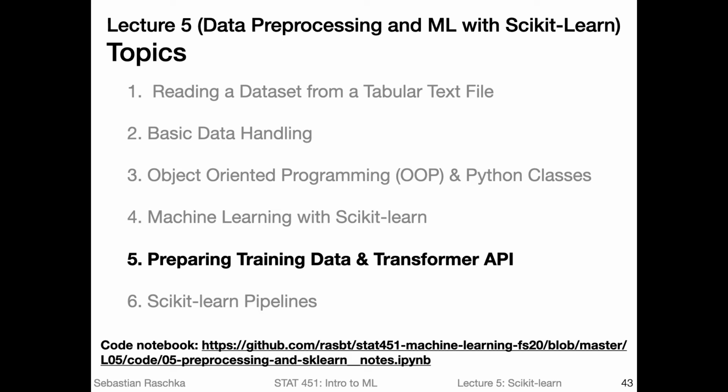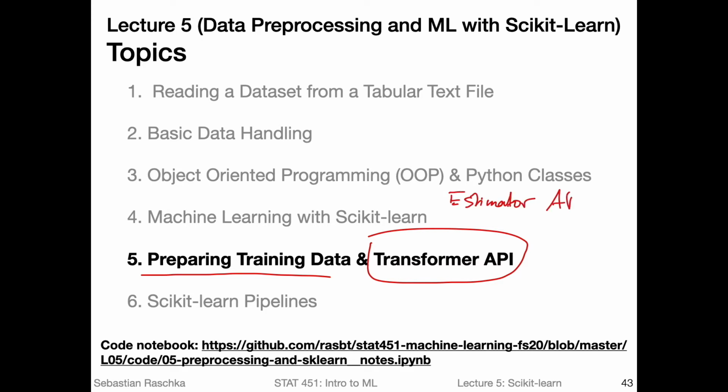So in this video we are going to talk about preparing our training data set using utilities from Scikit-learn, and we will also talk about the transformer API, which is related to the estimator API that we talked about in the previous video. The estimator API was for supervised learning models such as classifiers or regression analysis models. And the transformer API is more for data transformations, but it's relatively similar, and we will also see how that looks like later in this video.